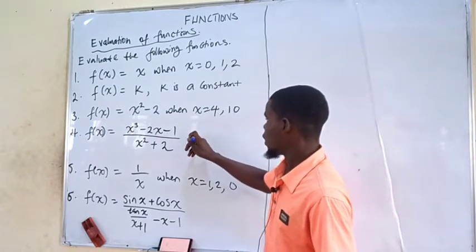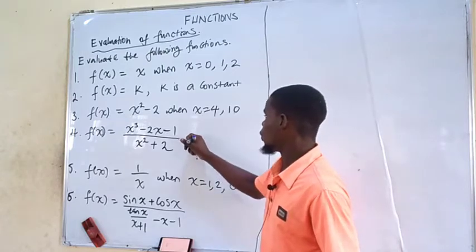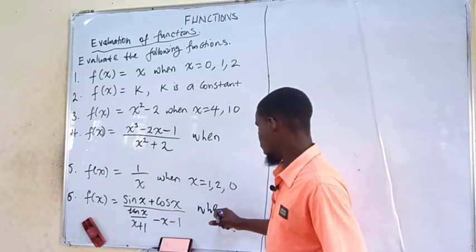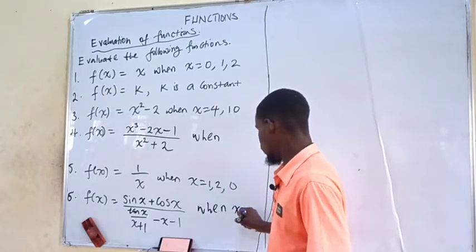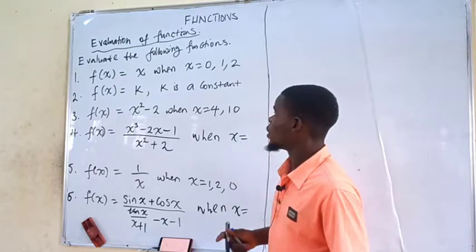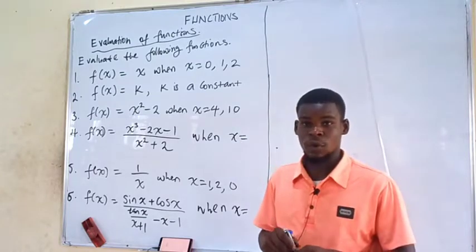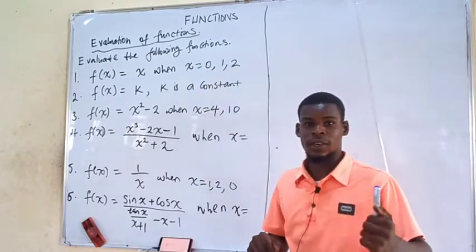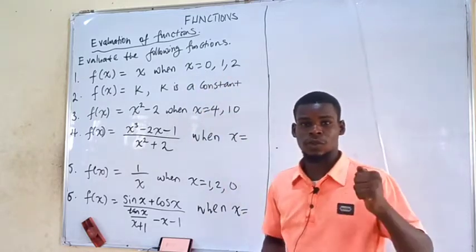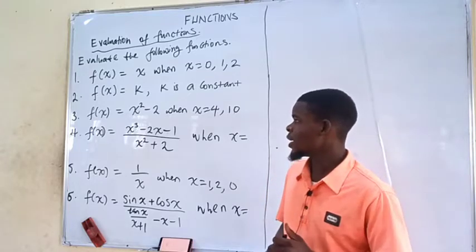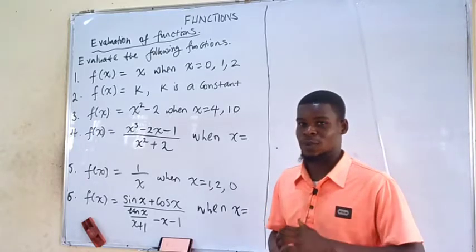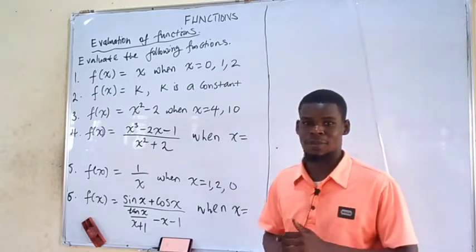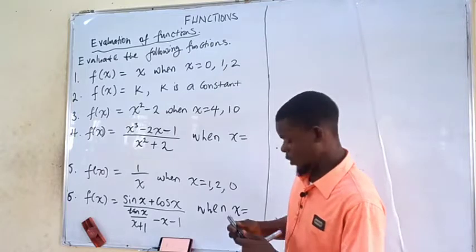Anyway, let's continue. For question number 1, we want to evaluate the function f of x equals x, first when x is 0, second when x is 1, and third when x is 2. Let me skip number 1 and number 2 for now, and do number 3 first. Then I will come back to number 1 and number 2.